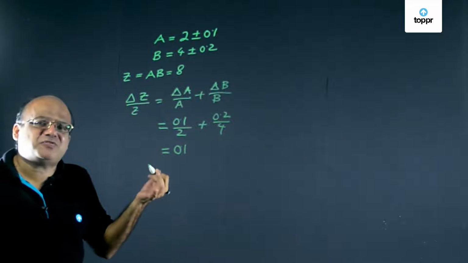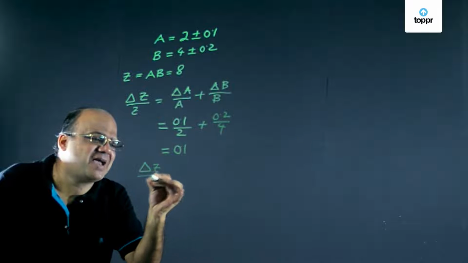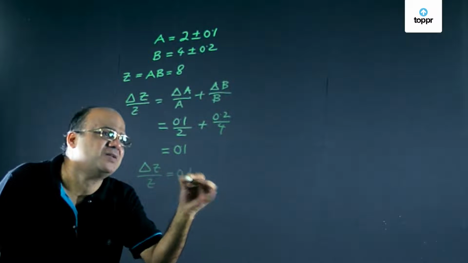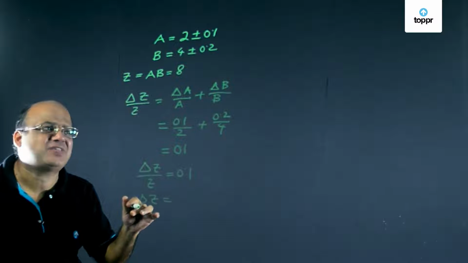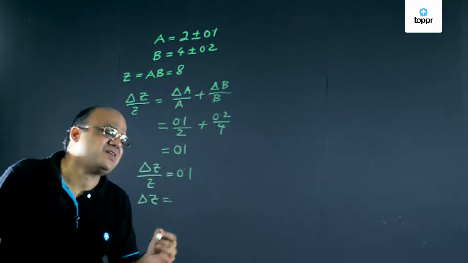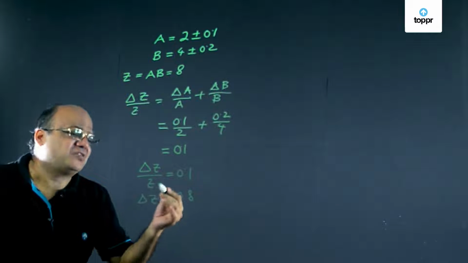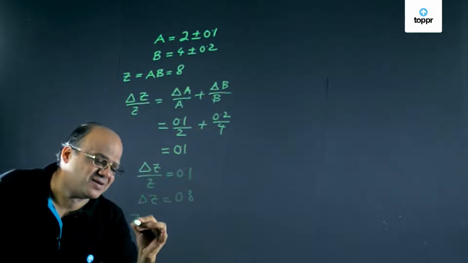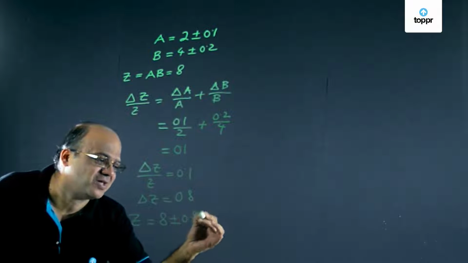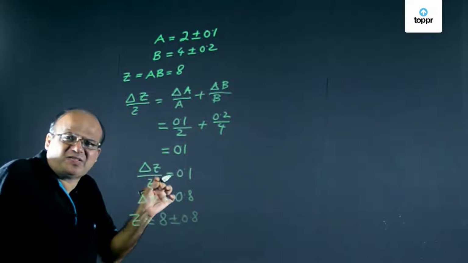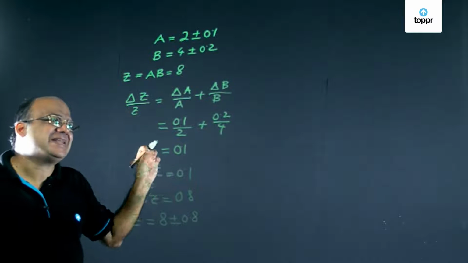So now we can find out the error in Z. Delta Z by Z is 0.1 and therefore delta Z is 0.1 into Z. 0.1 into Z will give us 0.8, right? So therefore the final result is Z equal to 8 plus minus 0.8. So this is how we handle errors in multiplication. Fractional errors are added.